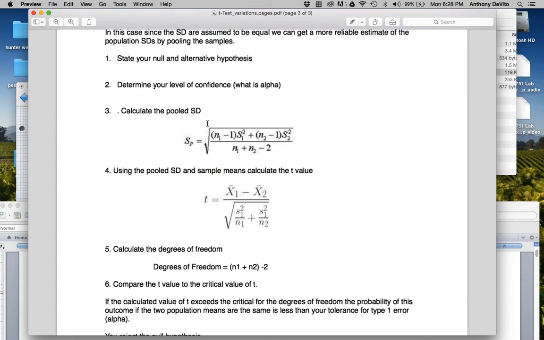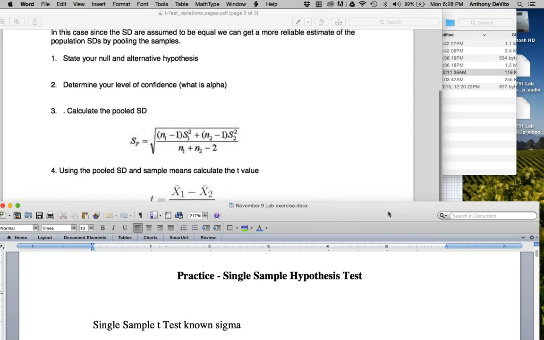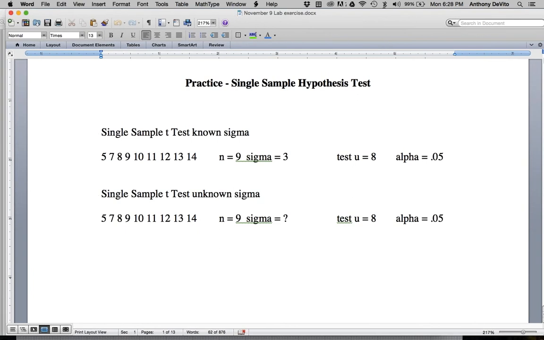Okay, so we have a document that's going to give us a whole series of formulas. But let's go back and look at each one of these cases individually. We have an exercise, single sample hypothesis test. Let's take a look at this exercise to start with. We know that, for instance, in a single sample hypothesis test, we know the standard deviation of the population.